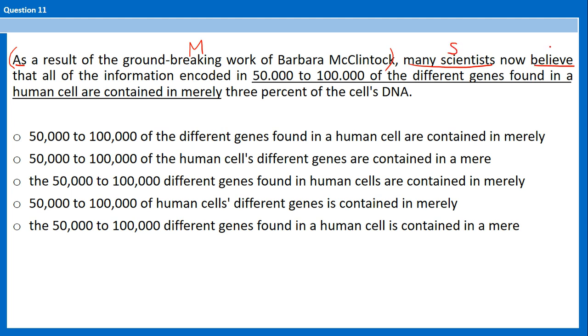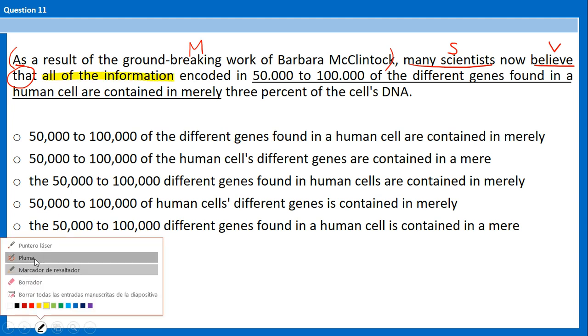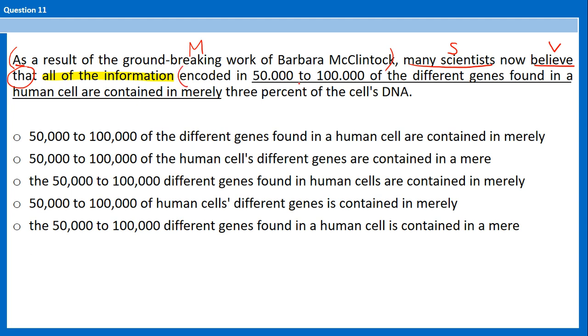Scientists now believe, that's my verb, and again, be careful if you have a verb plus a that. They believe that all of the information, okay, after that, you would have a subordinated subject. All of the information is the subject, encoded in 50,000 to 100,000 of the different genes found in a human cell is a modifier.